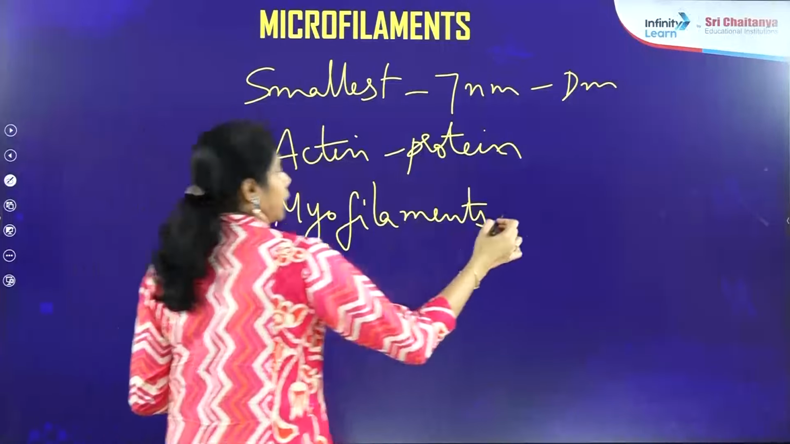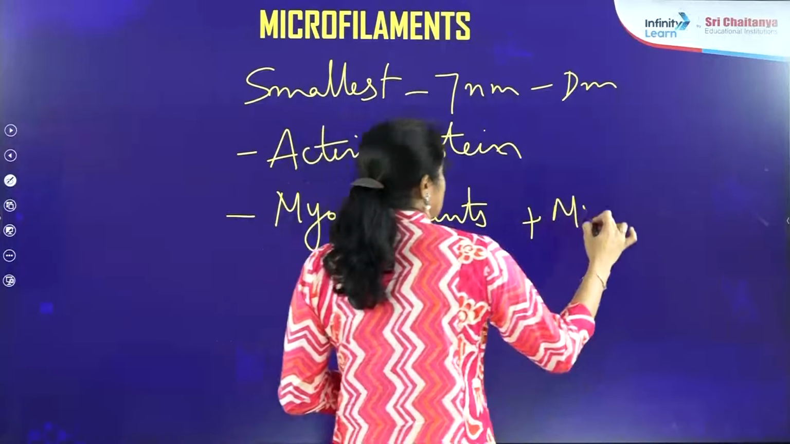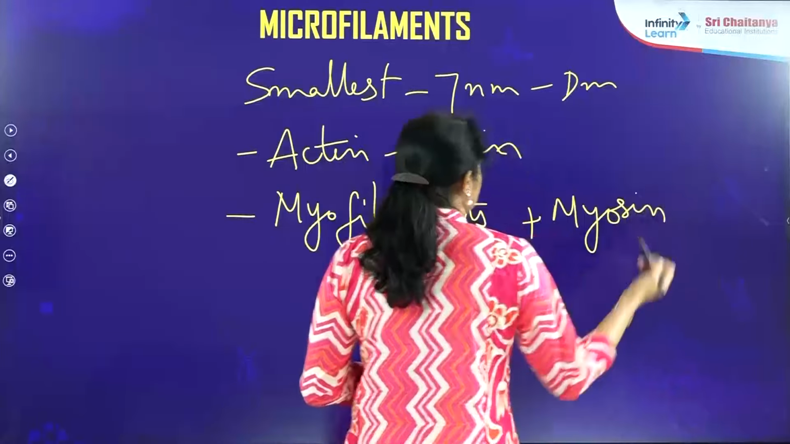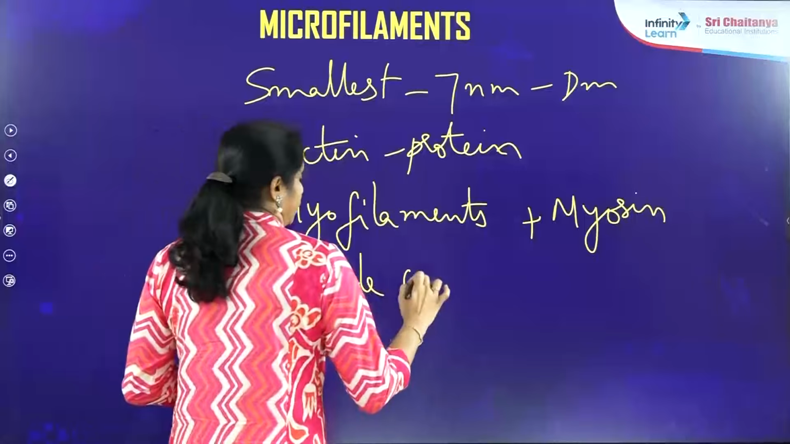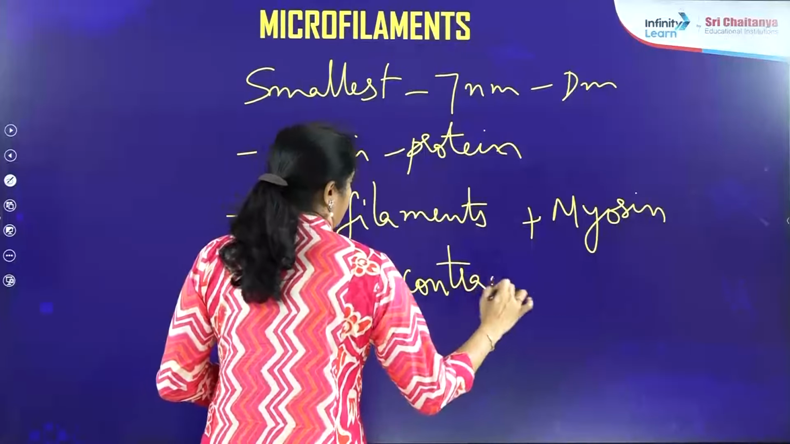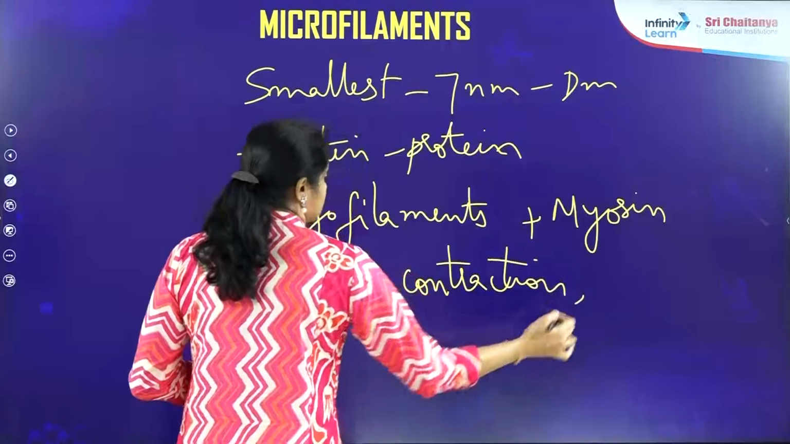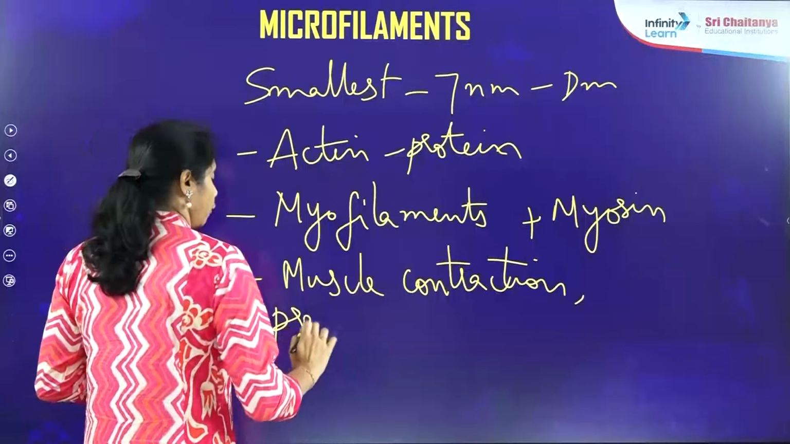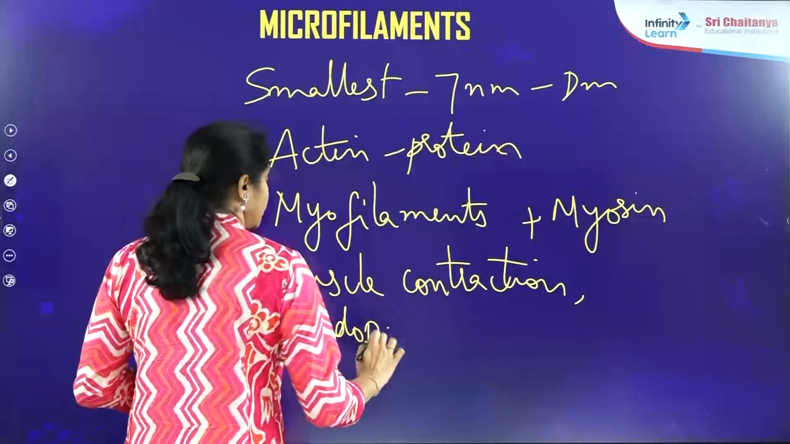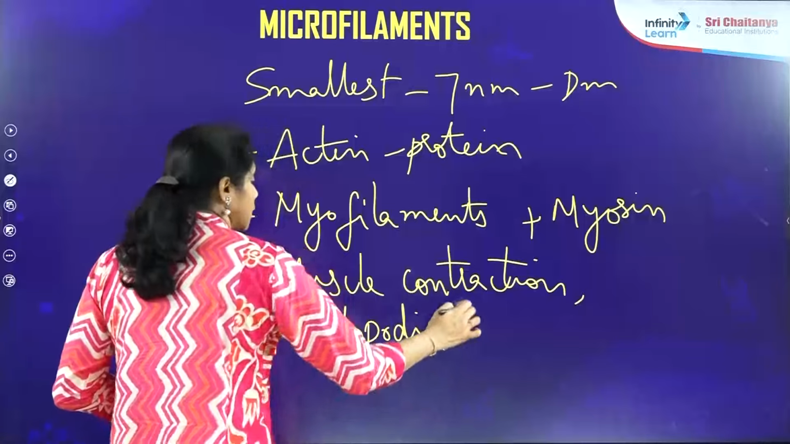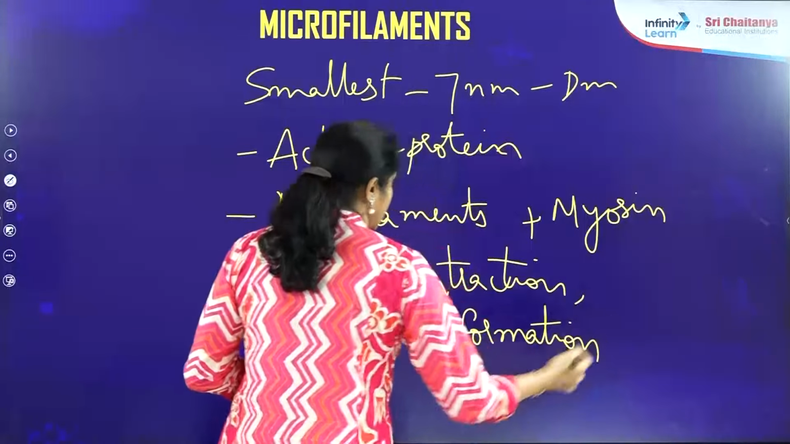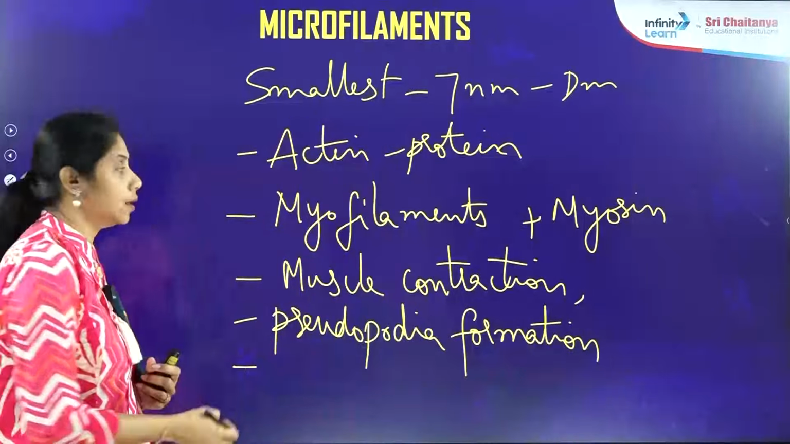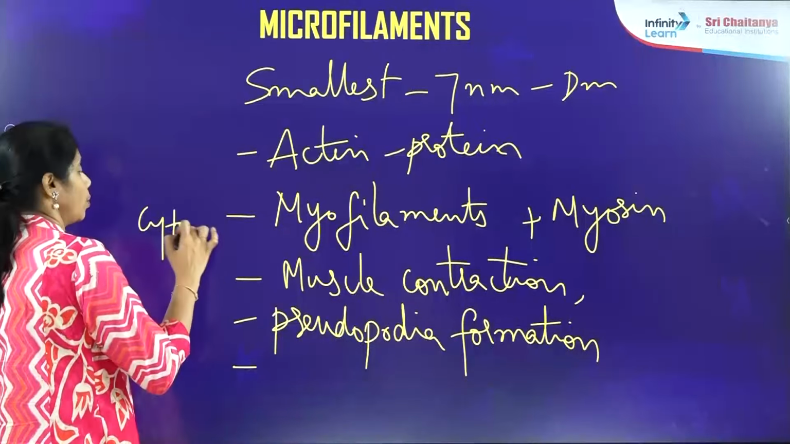They associate with myosin, and they help in muscle contraction. They also help in pseudopodia formation because they lie below the plasma membrane. So, they are basically located in the cytoplasm only.